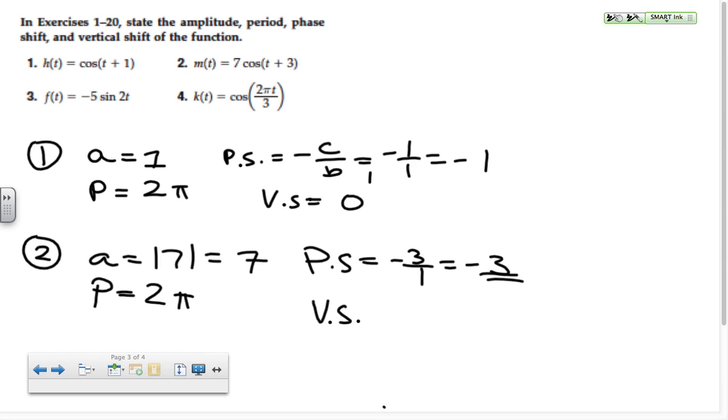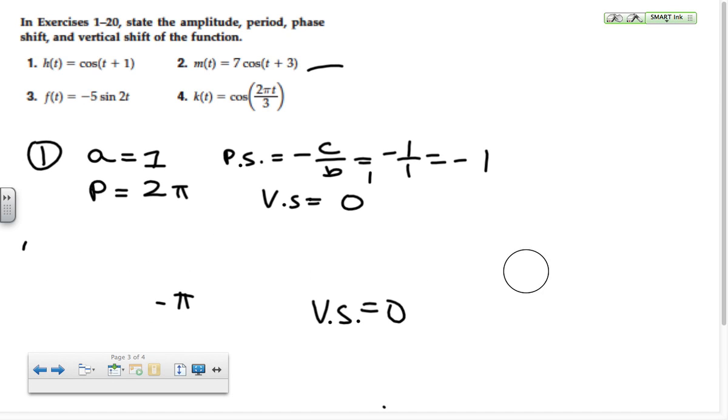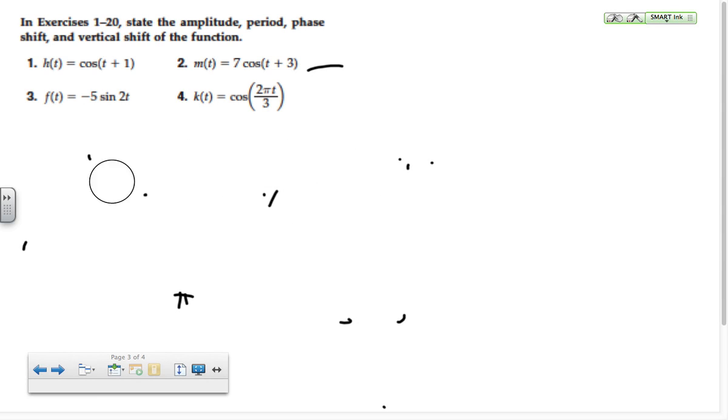All right. So vertical shift. Sorry, shifting back into the problem. Okay. Vertical shift. There is no d value, so the vertical shift is 0. All right. So far we did those 2 problems. Very easy. Let's go ahead and do the next 2.